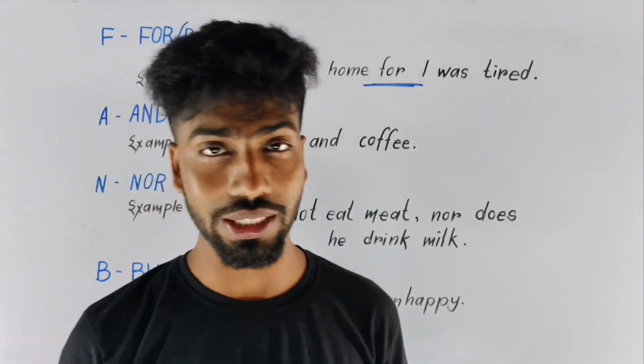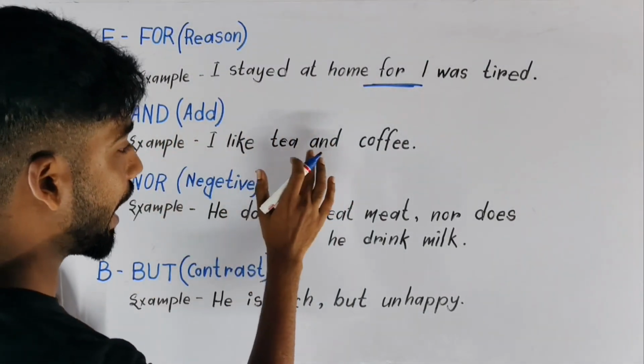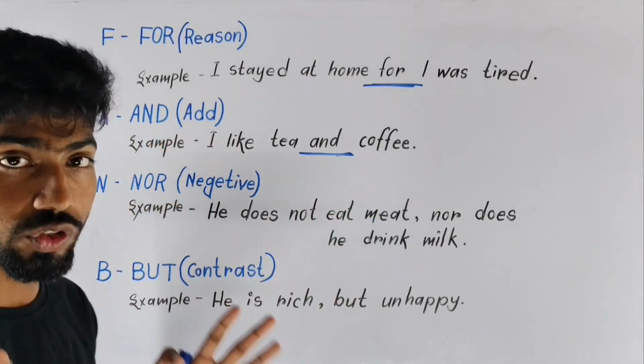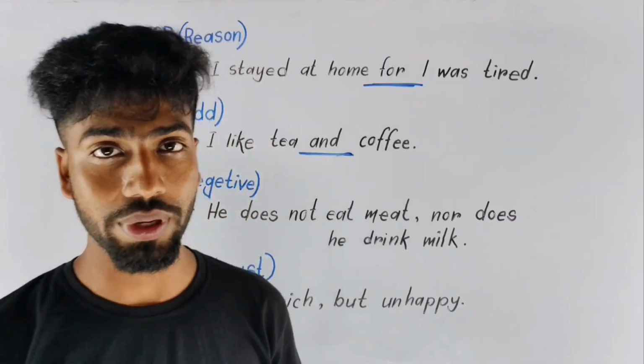Let's move to the next conjunction, and. For example, I like tea and coffee. Here, and is the most common conjunction. We use and to add information.